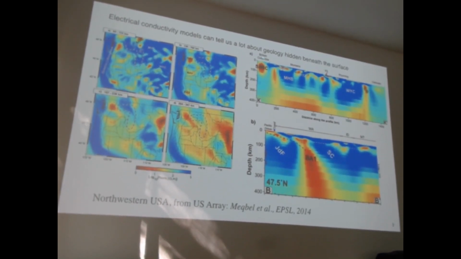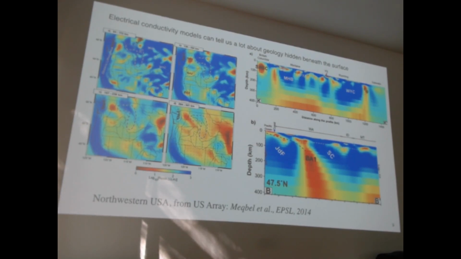And then these are two sections across the model. This is the wonderful plate subducting beneath North America. This is the Wyoming Craton.